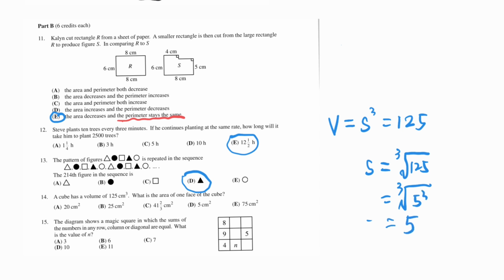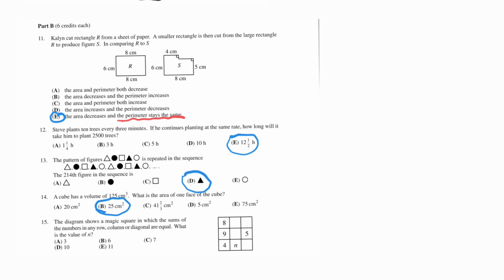So the surface area of the cube is 6 times the side length squared. The cube has 6 surfaces. One surface area is s squared, so it equals 5 squared. That's 25. The answer would be B.